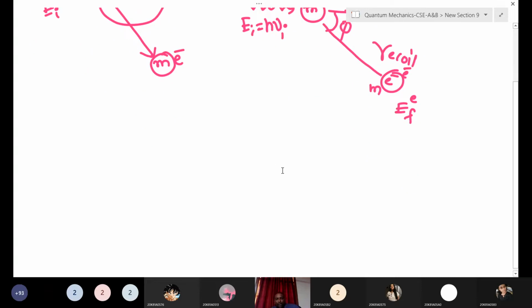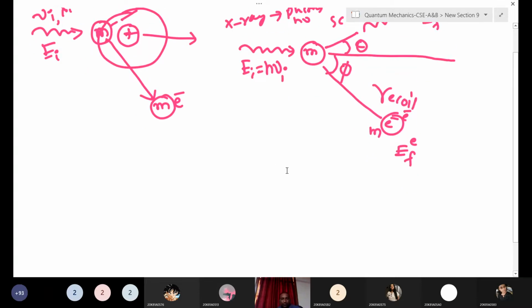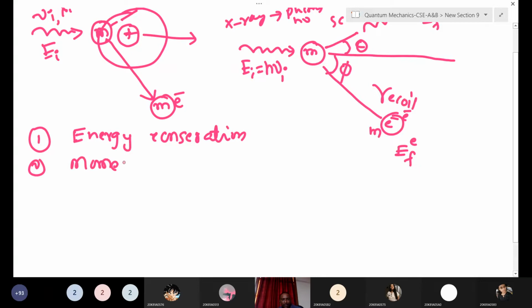Yesterday we did the two main important laws: energy conservation law and momentum conservation law. Here, what type of momentum? It could be linear momentum, radial momentum or angular momentum. Here we are studying linear momentum.